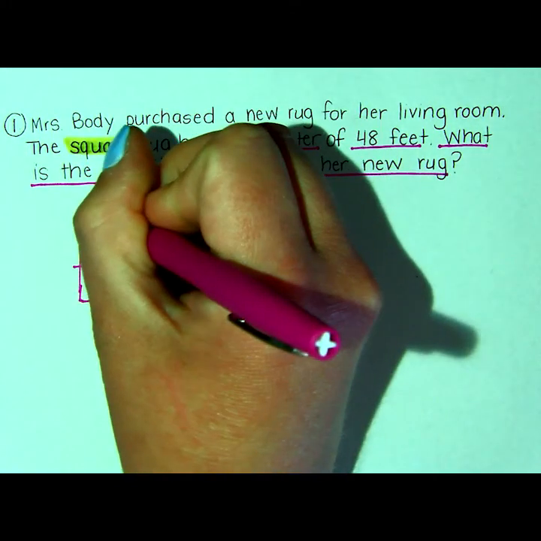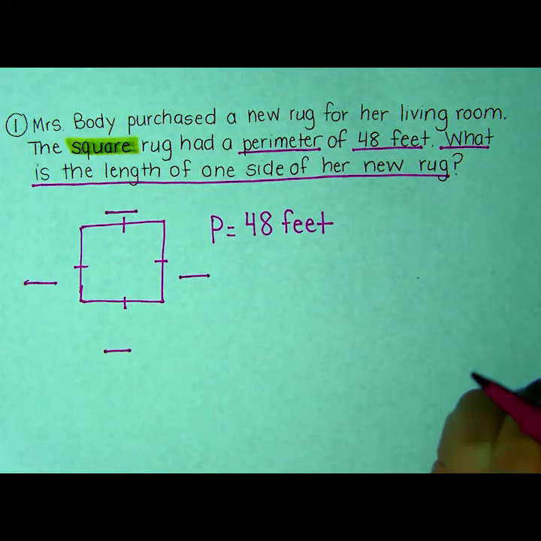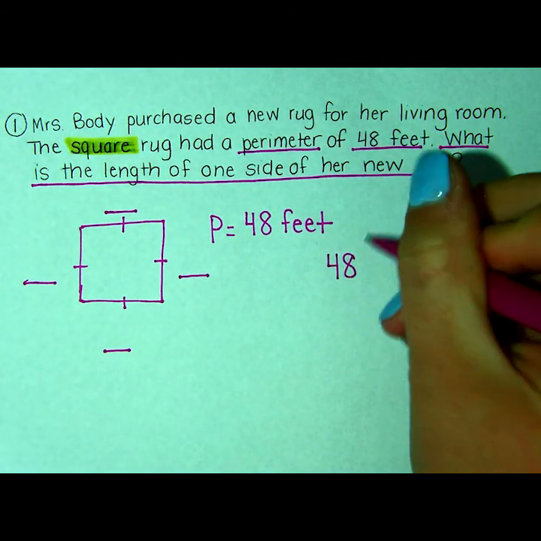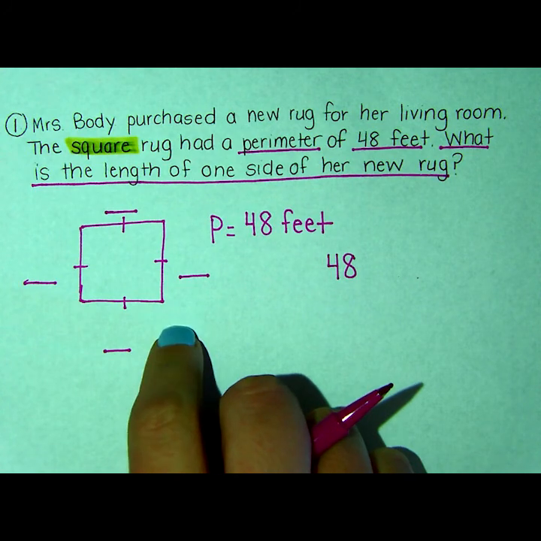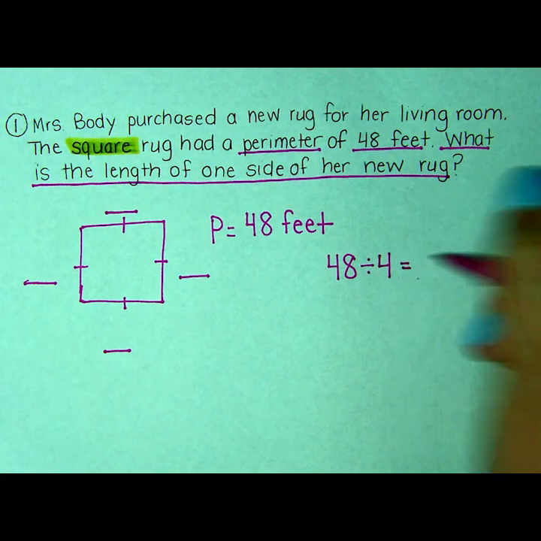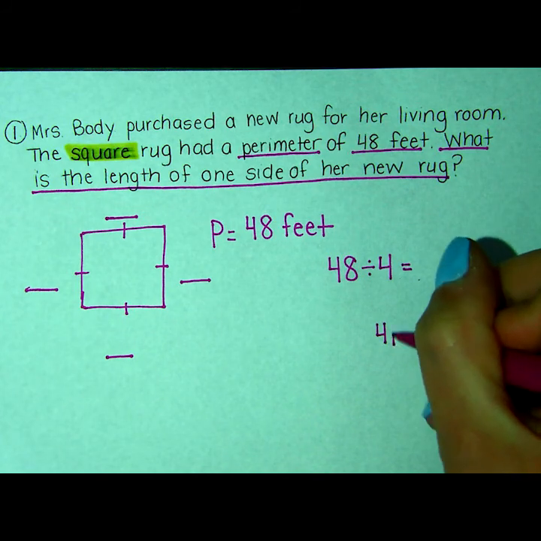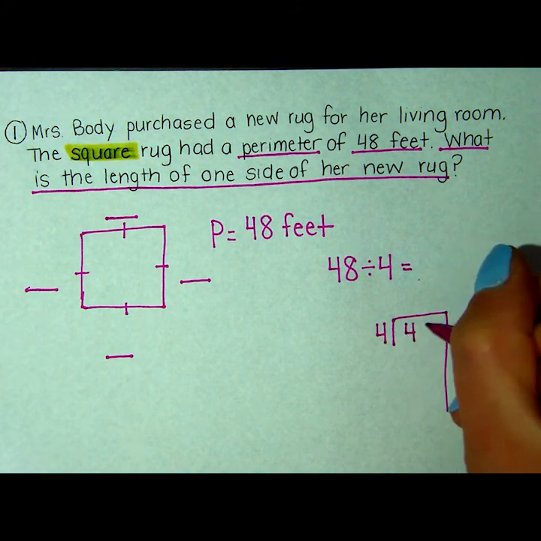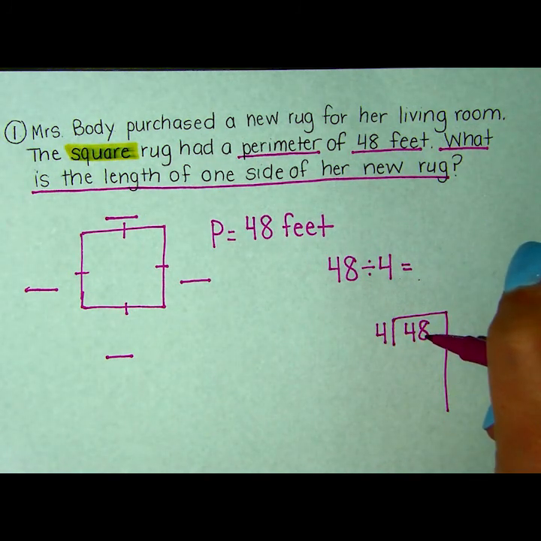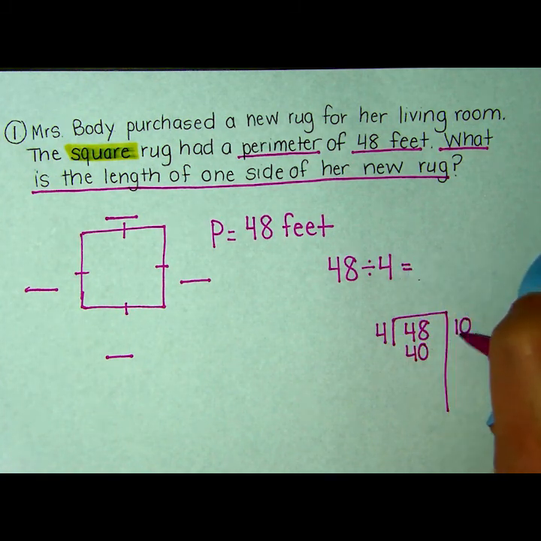Well, I have to think about this side plus this side plus this side plus this side added together equals 48. Now I could also think to myself, since we're solving for perimeter, so this is different than area, I could take 48 and divide it by 4. How many times will 4 go into 48? Well, I know that 4 goes into 48 at least 10 times, and that would take away a group of 40 because 4 times 10 is equal to 40.